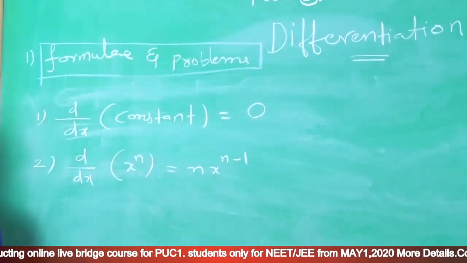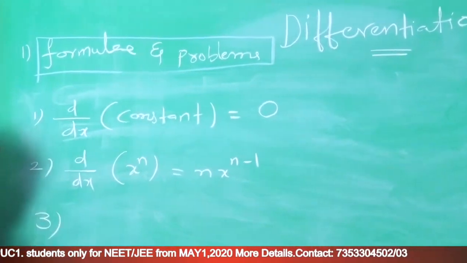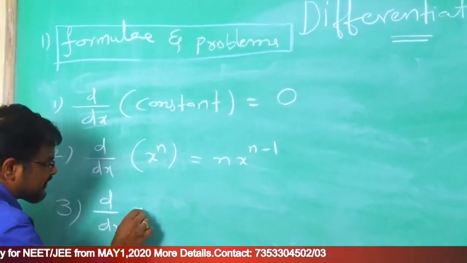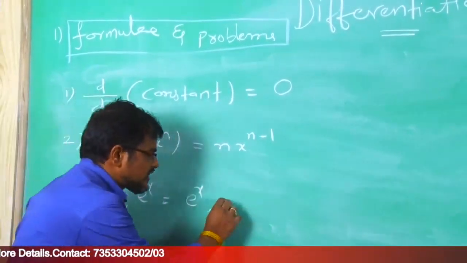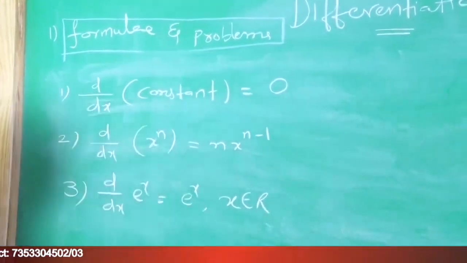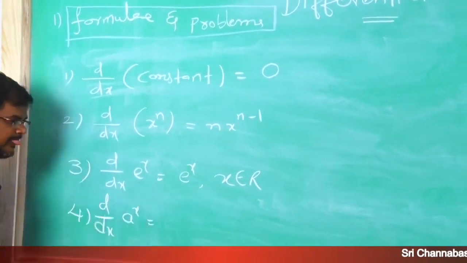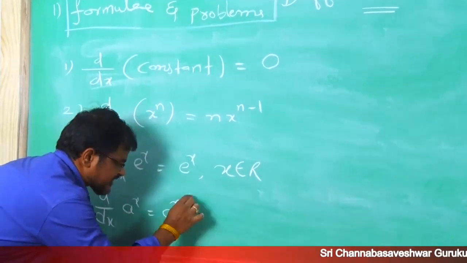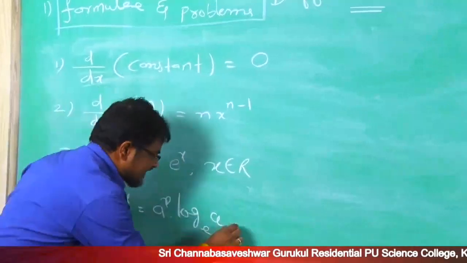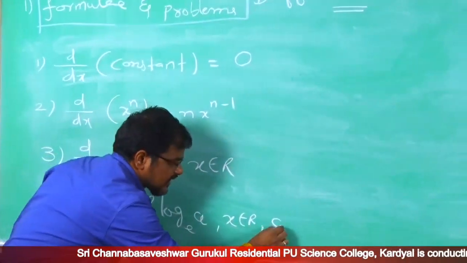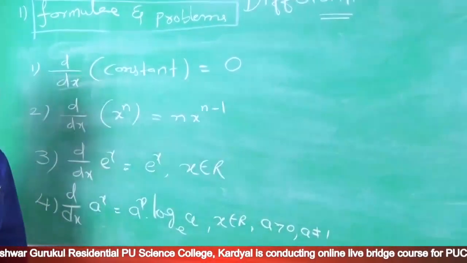Here if you take n as a natural number, then x belongs to real numbers. And the third one is d by dx of e power x equals e power x. Here x should be a real number. Next, the fourth one is d by dx of a power x, that is equal to a power x into log a to the base e. Here x belongs to real numbers and a greater than 0 but a not equal to 1, by the definition of the exponential function.